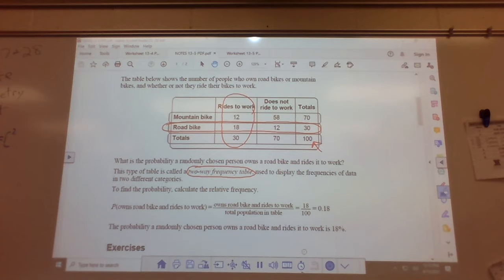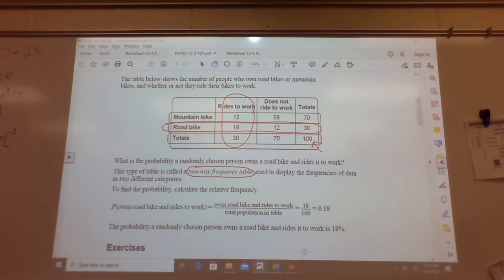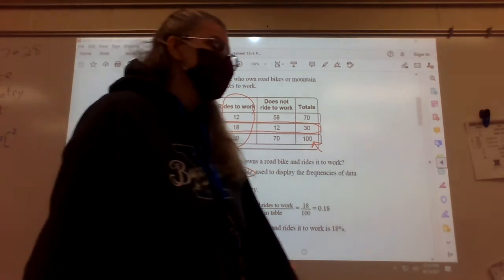Now, you can leave it 18 out of 100. You can change it to 0.18. You can change it to 18%. You can reduce it to 9/50ths. Like I said, unless they specifically tell you what they want the answer to look like, they would accept any of those, as long as it's equivalent. So let's take a look at some more examples.